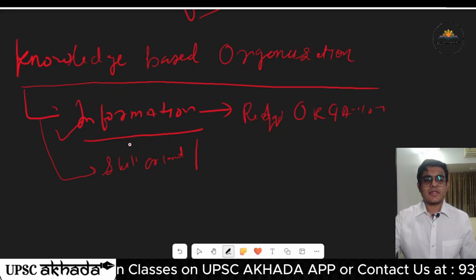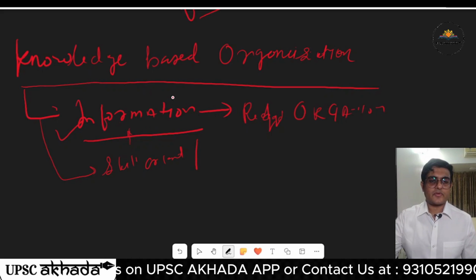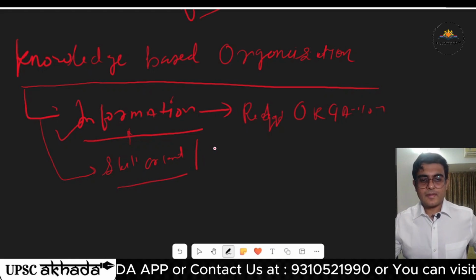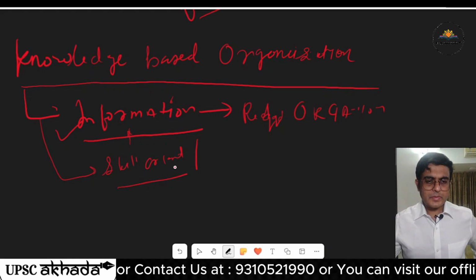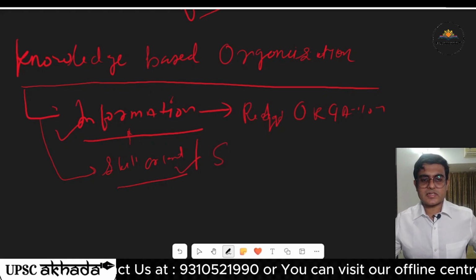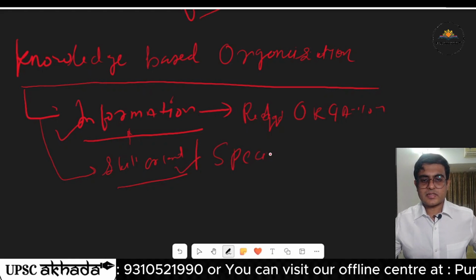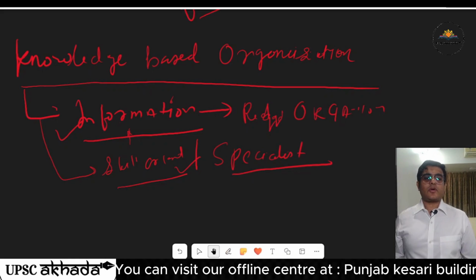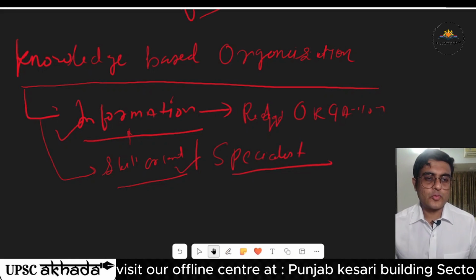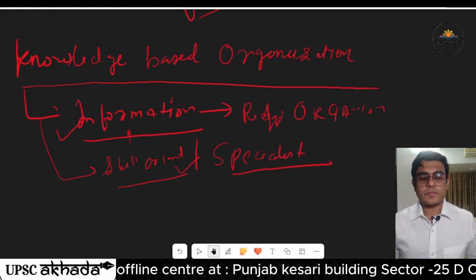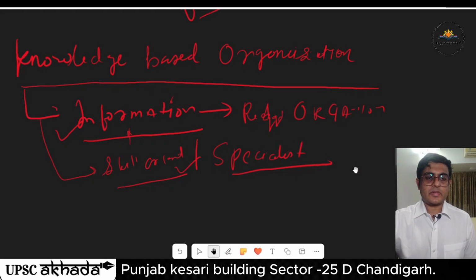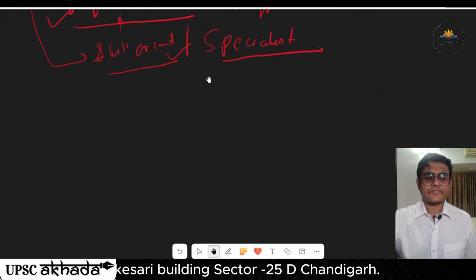Skill in the sense he interprets in terms of information, not those skills of production, etc. Skill oriented people or specialists will be required in the organization who will bring organizational productivity and innovation in the organization. Okay, so there will be requirement of specialists.